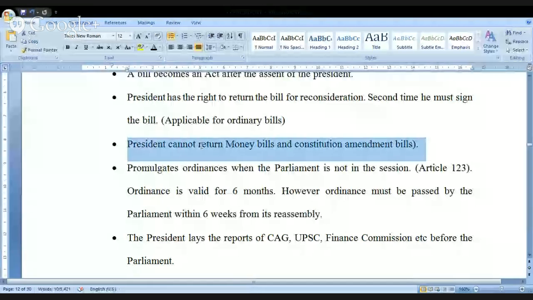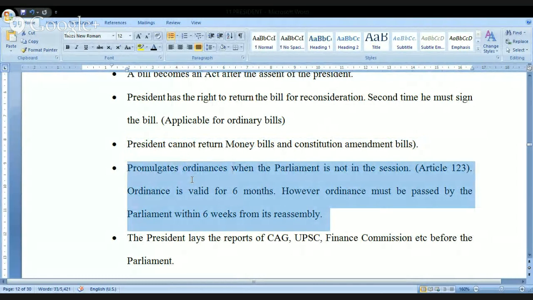And whatever I spoke to you just now, that is with respect to only ordinary bills and not with respect to the money bills or constitution amendment bills. We have seen this point, right? Now, some certain points we learned in class number 1 itself. Okay. Now, the President cannot return the money bills and constitution amendment bills. Yes, this point we already know.